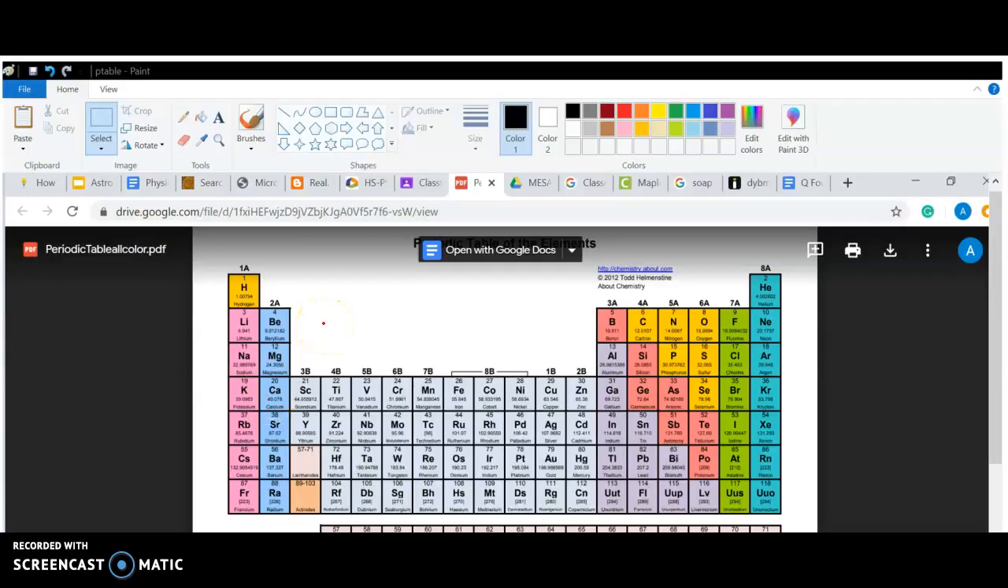So remember, we have three types of bonds that we've talked about over the course of the semester. The first was metallic bonds and ionic bonds. Those are the first two. And then right now we're talking in more detail about the covalent bonds. So remember, ionic bonds, what are they between? They're between the metals and nonmetals.